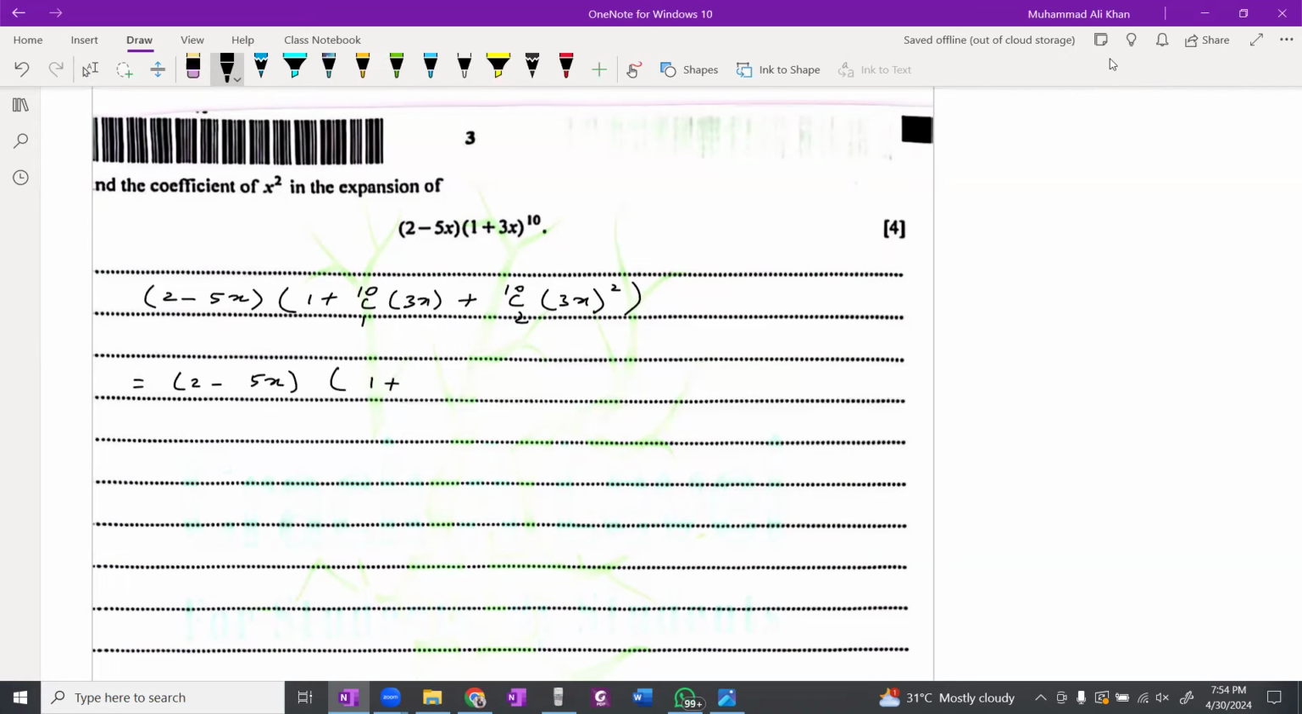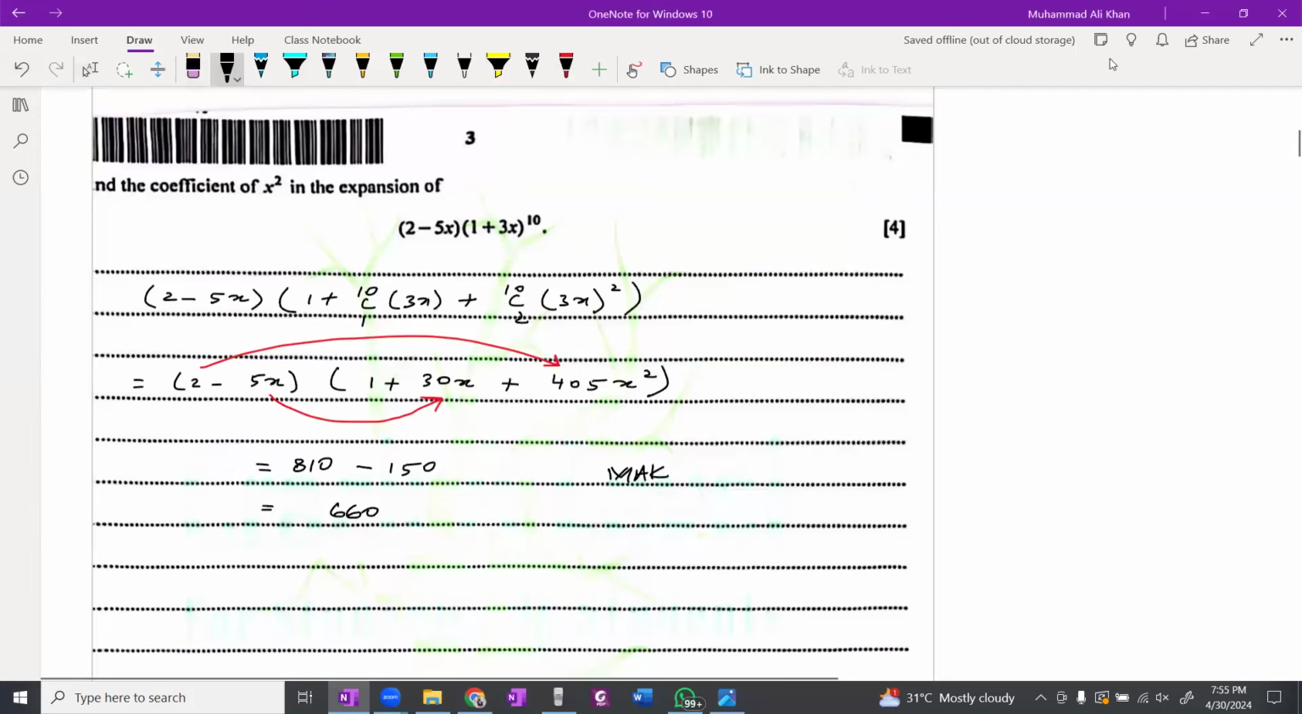Here it is 1 plus 10C1, which is 10 into 3 is 30, x plus this one is 405 x squared. Now, we need to calculate the coefficient of x squared. So if we multiply 2 with 405, we'll get x squared. So 2 multiplied by 405 is 810. And if we multiply minus 5 with 30, and x into x again gives x squared, so this is minus 5 into 30, which is minus 150. Minus 150, and the final answer is 660. This is the coefficient of x squared.